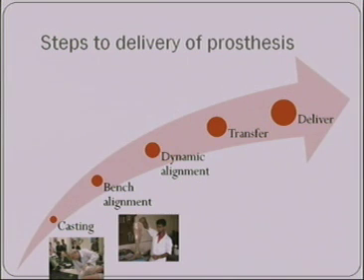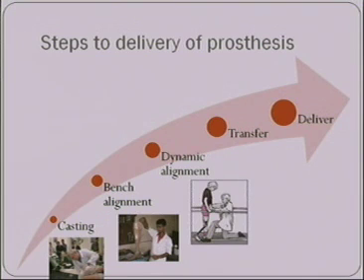After the technician has bench aligned the prosthesis, he'll hand it back to the practitioner, and the practitioner is going to go and do a dynamic alignment. So the prototype prosthesis is going to be placed on the patient. It's not going to be perfect, but the patient is going to be able to get up and walk, and the practitioner is going to fine-tune the prototype prosthesis during the dynamic alignment phase.